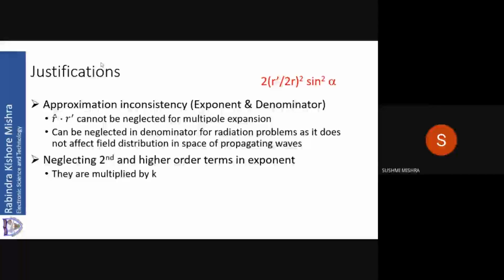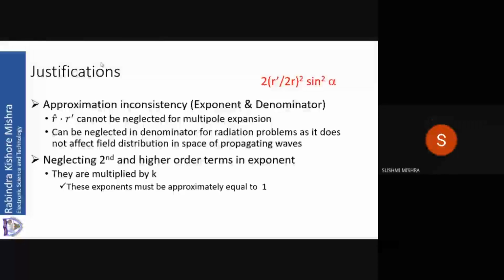In the numerator, we have neglected this. How can we neglect this, and the other higher order terms? How can we neglect that? So that also needs to be justified. Now remember that in the exponent, all these terms are multiplied by k. The exponent is e to the power j k dot r.